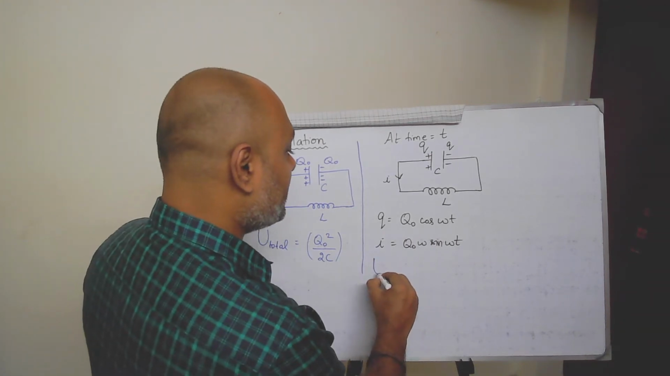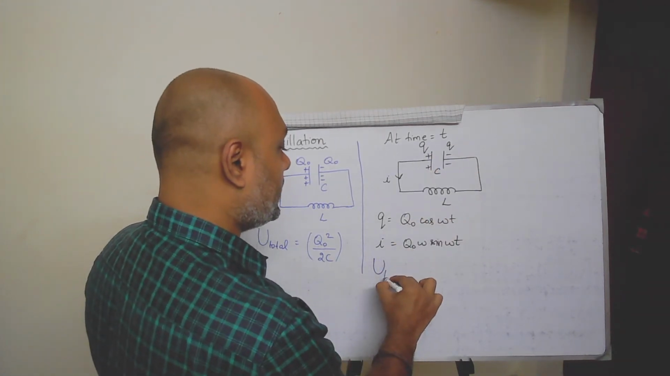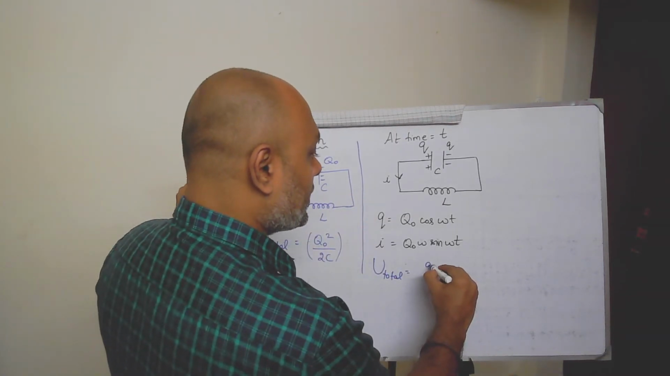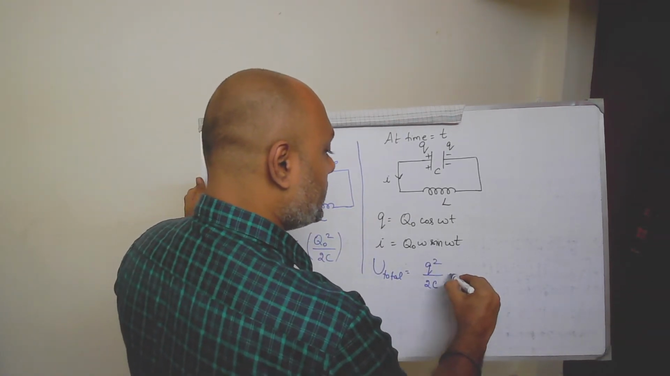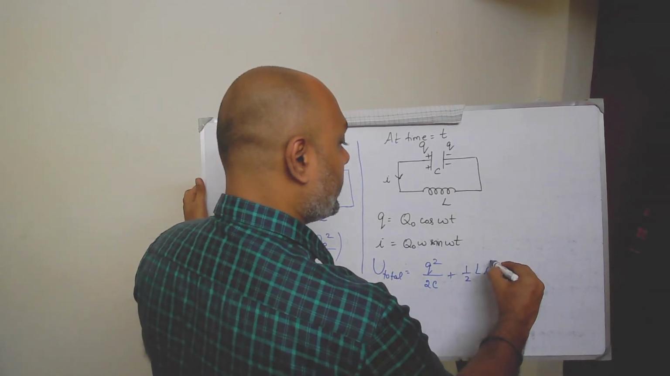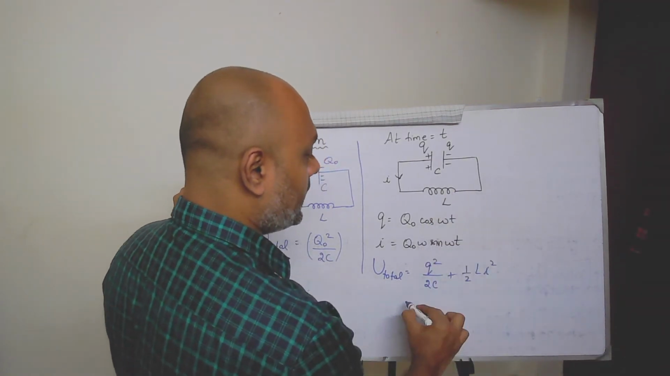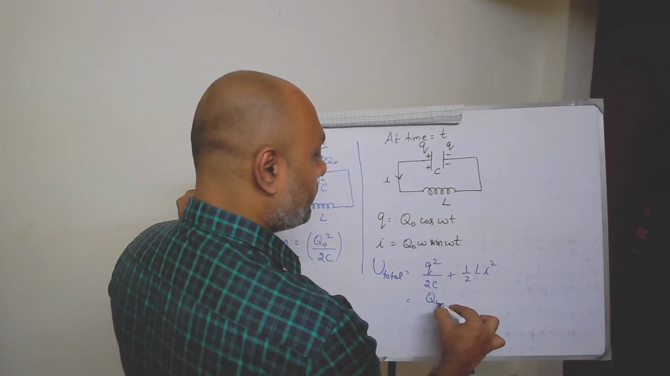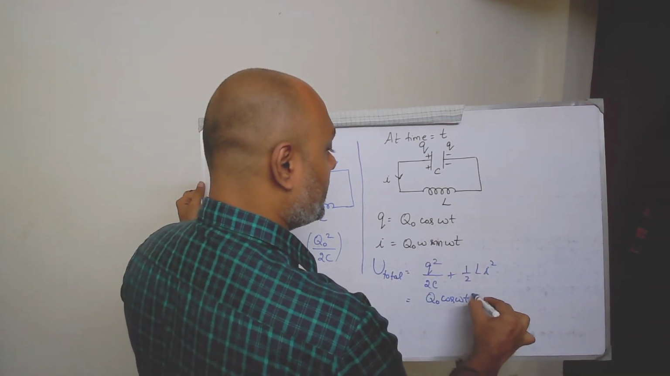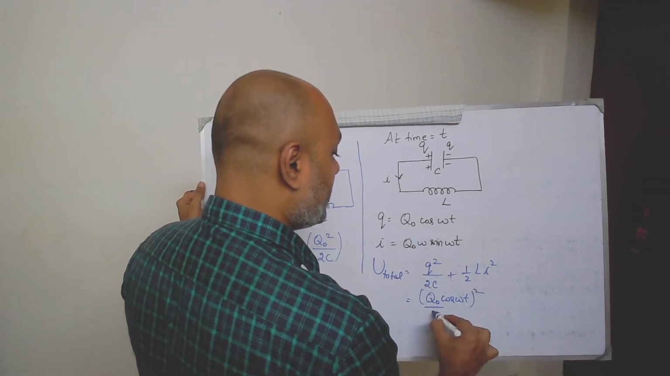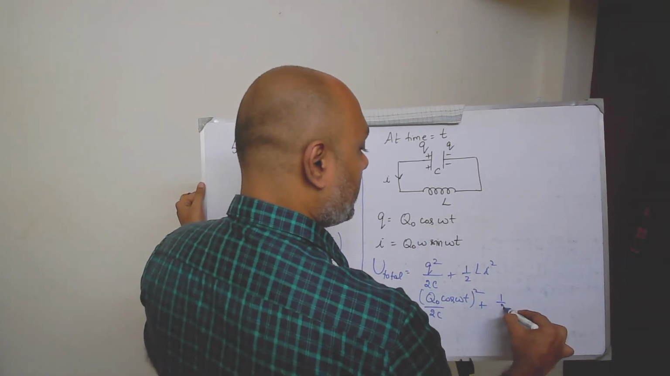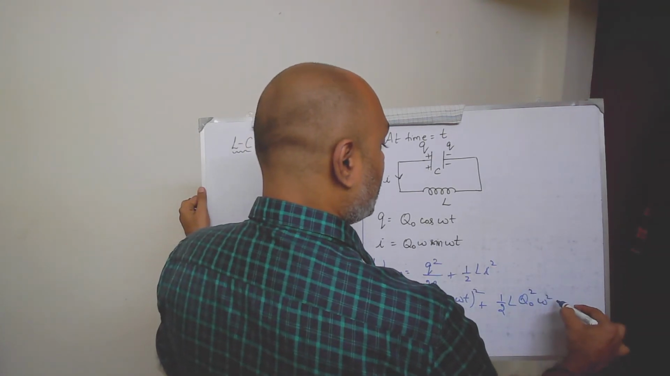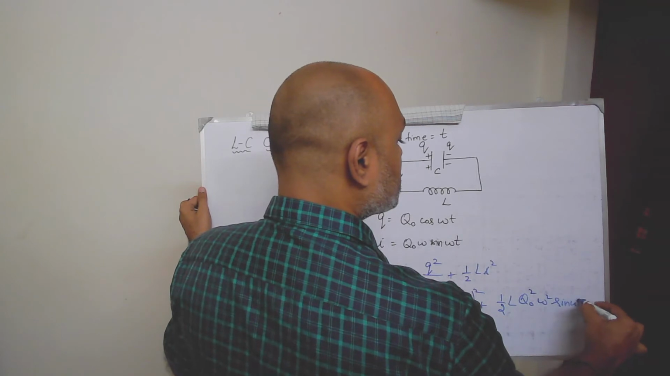The total energy will be the sum of the energy in the capacitor and the inductor. So the total energy will be equal to Q square by 2C, where Q is the charge on the capacitor, plus half L I square. Energy in the inductor is half L I square. So let's sum this up. Q is nothing but Q naught cos omega t. So Q naught cos omega t the whole square divided by 2C, plus half L I square, which is going to become Q naught square omega square sine omega t the whole square.